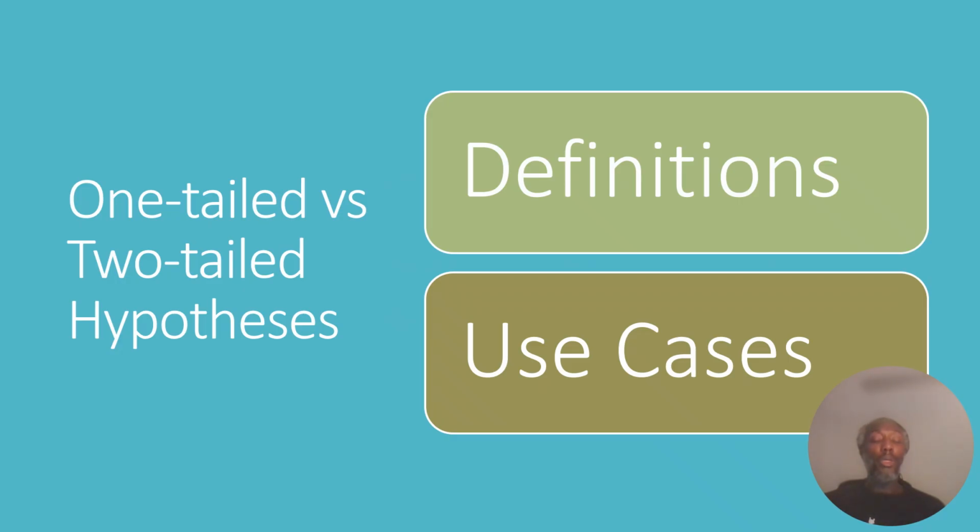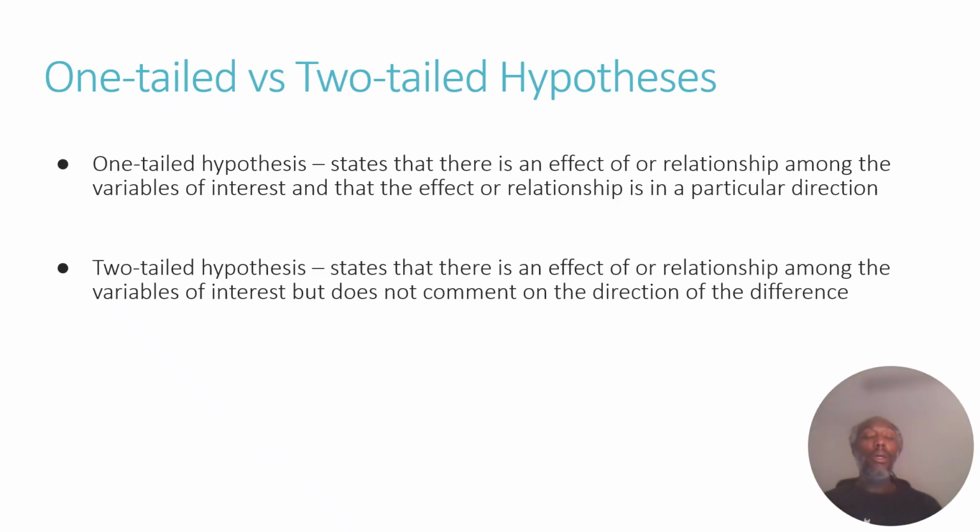Now let's talk a little bit about one-tailed and two-tailed hypotheses. We'll define them, and then I want to give you some guidance on when to use them. A one-tailed hypothesis, for a research hypothesis, states that there is an effect or some sort of relationship among variables of interest, and that that effect or relationship is in a particular direction.